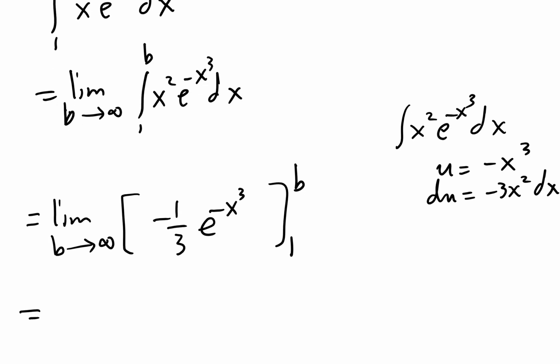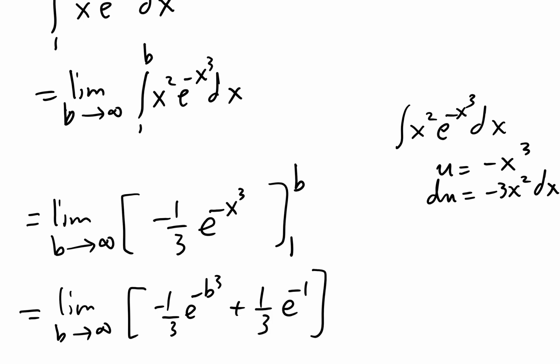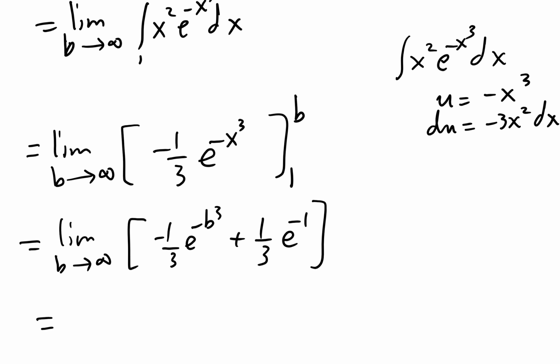So this one, if you find the limits for this, plug the values in first: e to the negative b cubed plus 1/3 e to the negative 1. E to the negative infinity is going to go to 0, so that would give us 1/3 e to the negative 1, or 1 over 3e. So that tells us it converges, right?